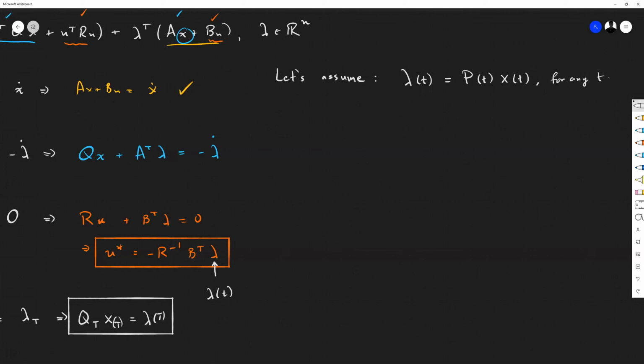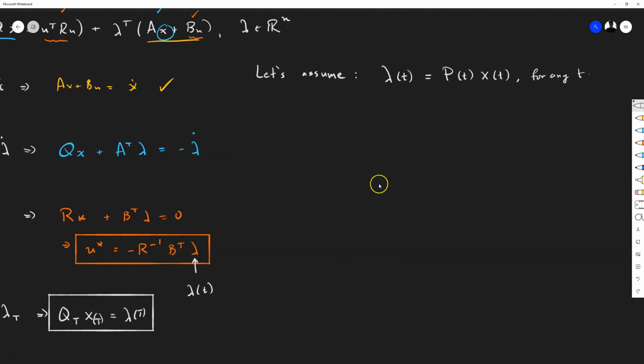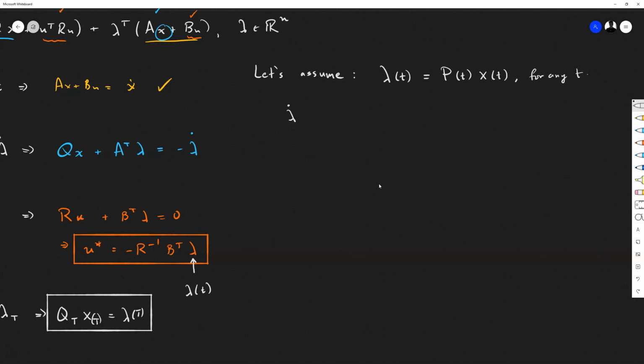Not just the terminal time or the final time. So let's just assume this, and let's see what happens, because why not, right? So let's take the derivative. Lambda dot is equal to, well, now we have to do the chain rule, because p and x are both functions of time. So chain rule says p dot x plus p x dot, just by the chain rule. But we know x dot. So this is equal to p dot x plus p times ax plus bu. These are just the dynamics. That's what x dot is.